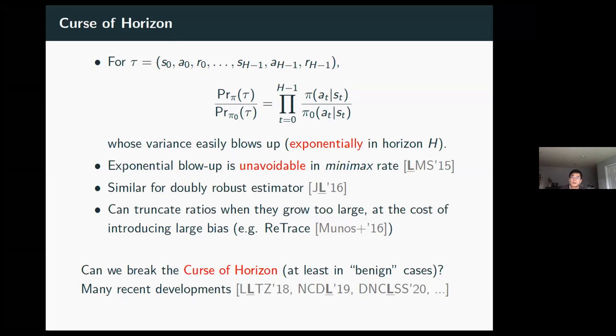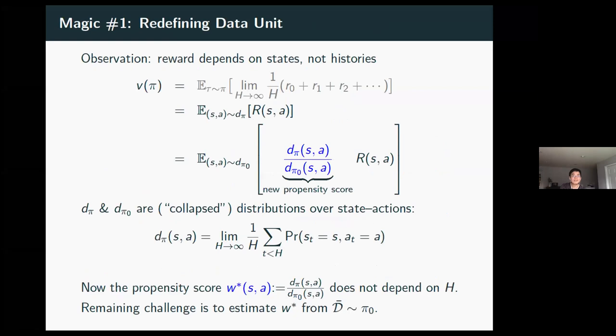Or will, for example, the diameter of the MDP appear in your result? So far, it's not in the bound or the algorithm. But I would guess that some quantities like this would play a role in the performance of the algorithm. I see. But it's unclear. It's open. So that's why I put the quotes around benign. It's based on intuition. Right. Yeah, thank you.